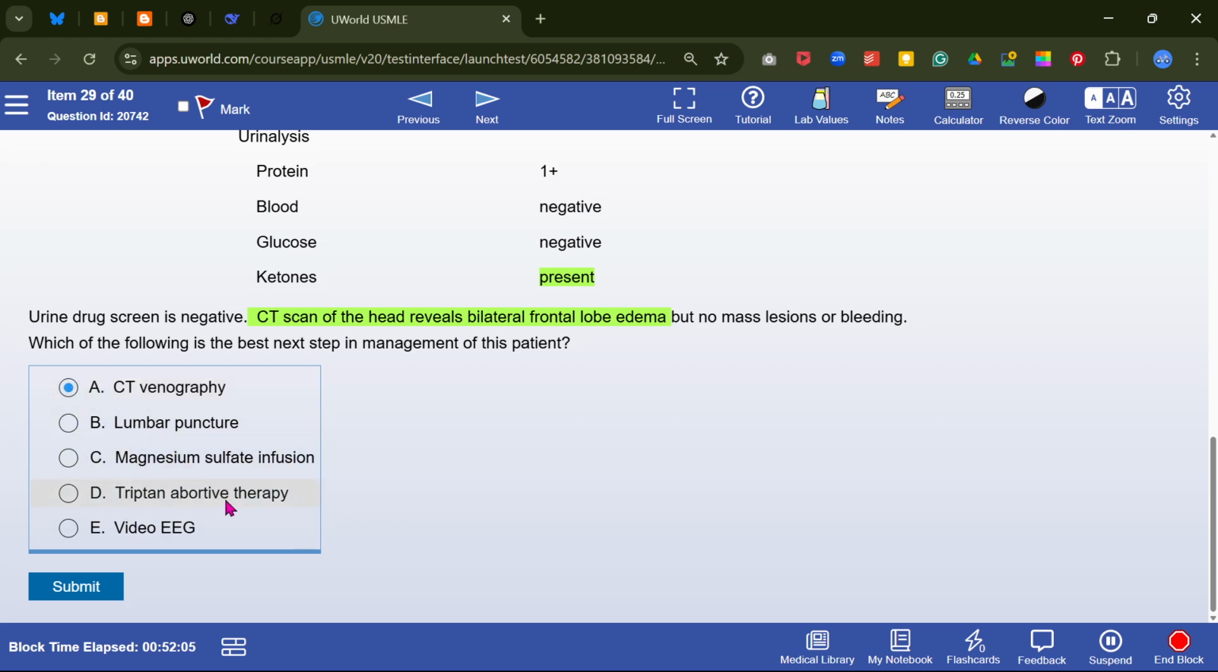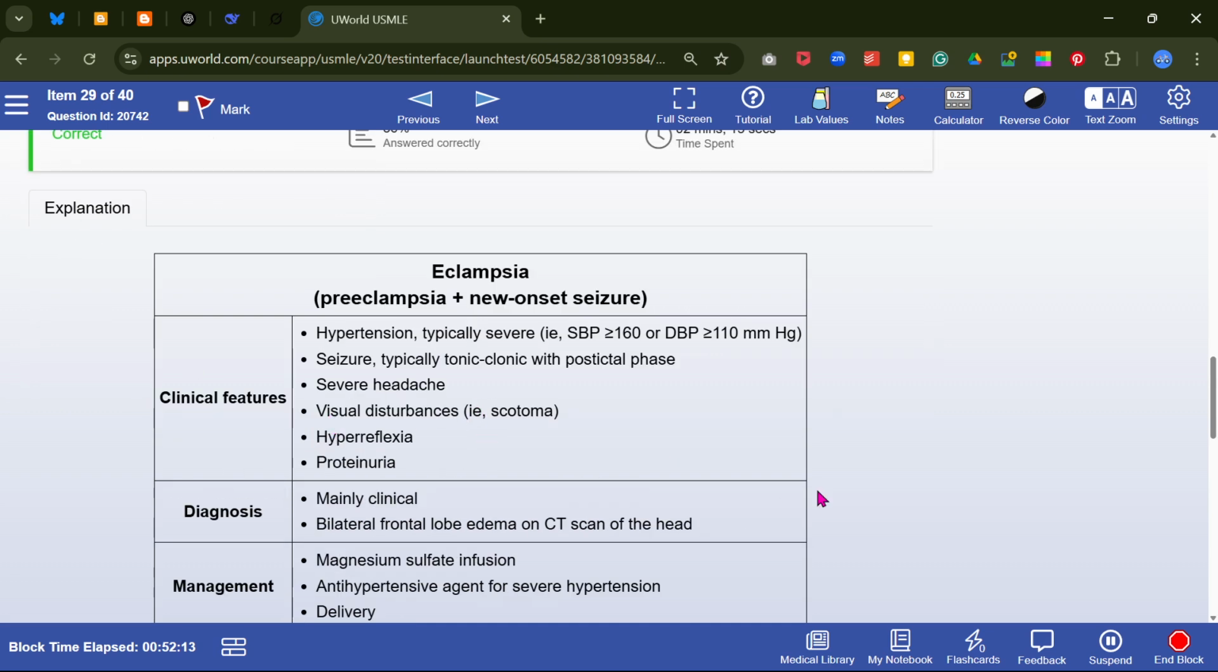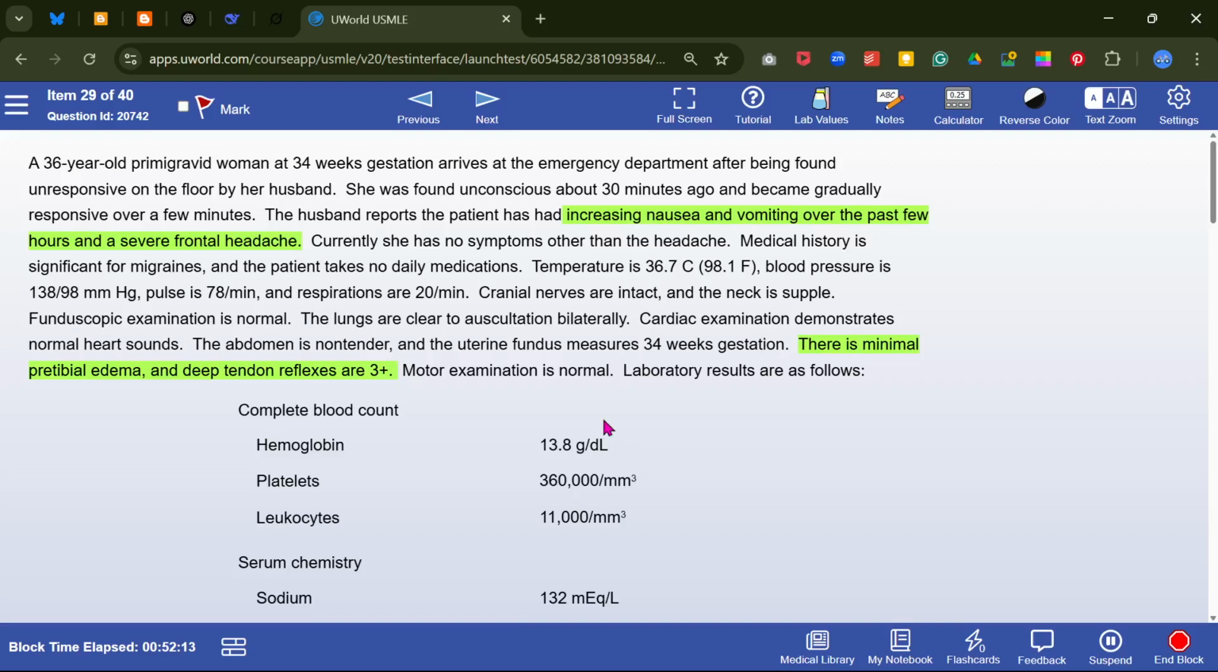Okay, it's not triptan abortive therapy. Yes, magnesium sulfate for it. It may be eclampsia. Okay, this is the sign of it. BP may not be that high, but the other signs like deep tendon reflex and headache are the signs of eclampsia.